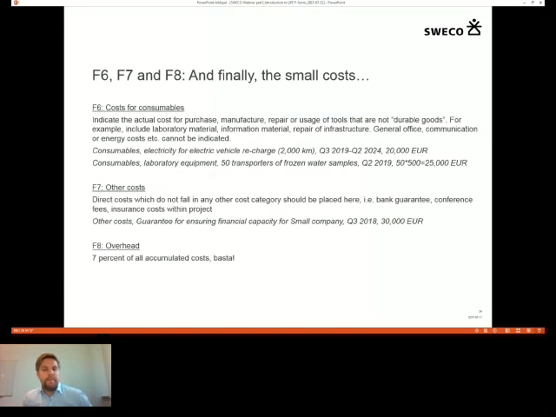It's important to remember that the general fees that you have for your office, your mobile phone, internet fees, electricity, heat, you name it, cannot be indicated. That's part of F8.